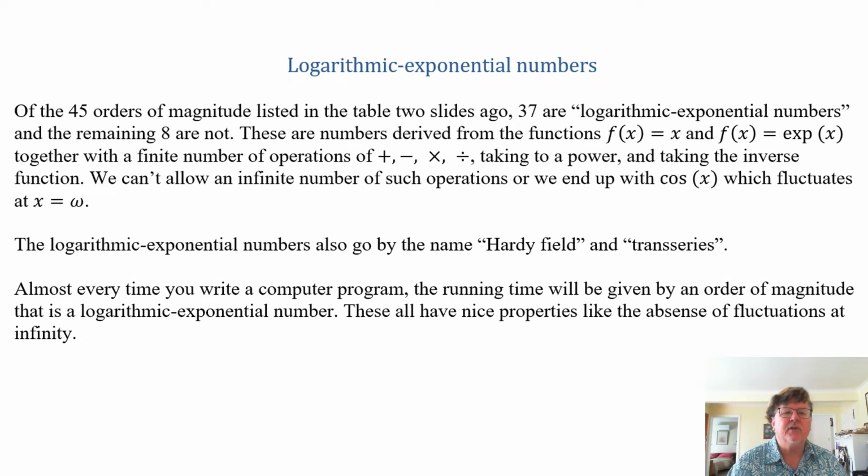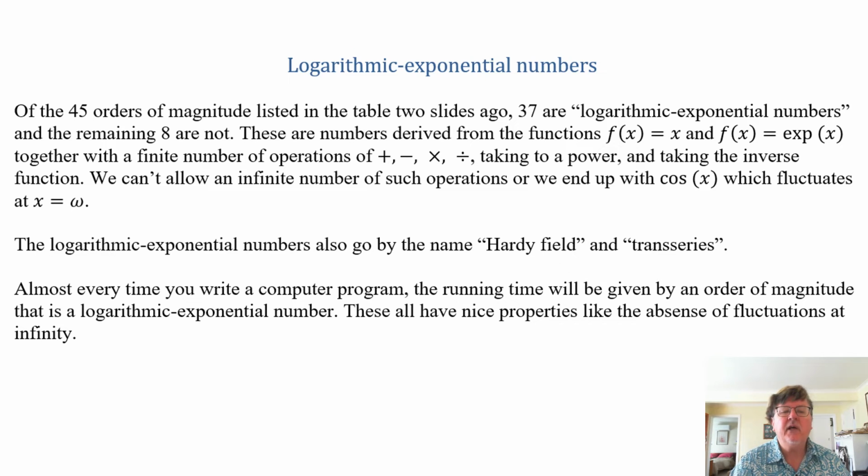Logarithmic exponential numbers. Of the 45 orders of magnitude listed in the table 2 slides ago, 37 are logarithmic exponential numbers, and the remaining 8 are not. These are numbers derived from the functions f(x) = x and f(x) = exponential x = e to the power x, together with a finite number of operations of plus, minus, times, divide, taking to a power, and taking the inverse function.